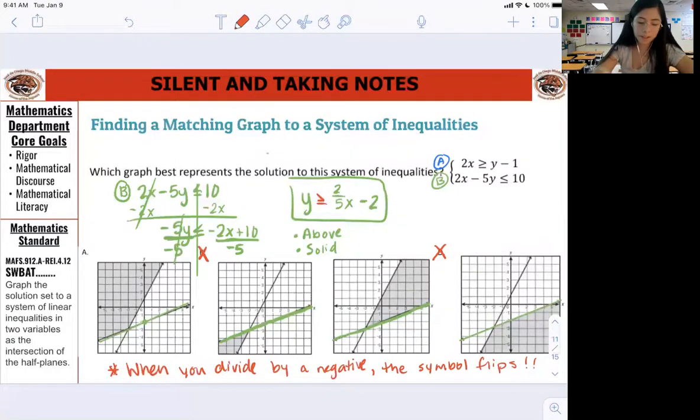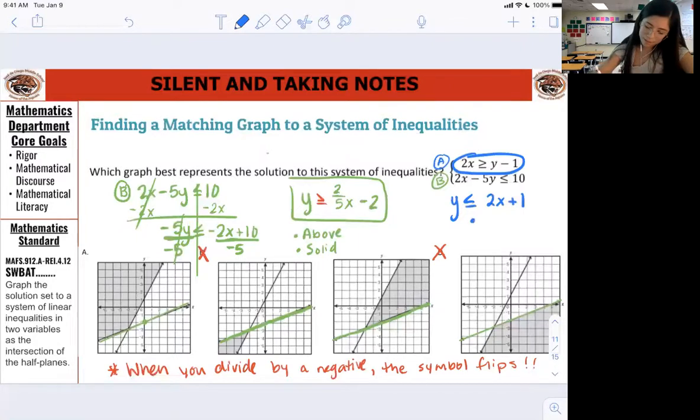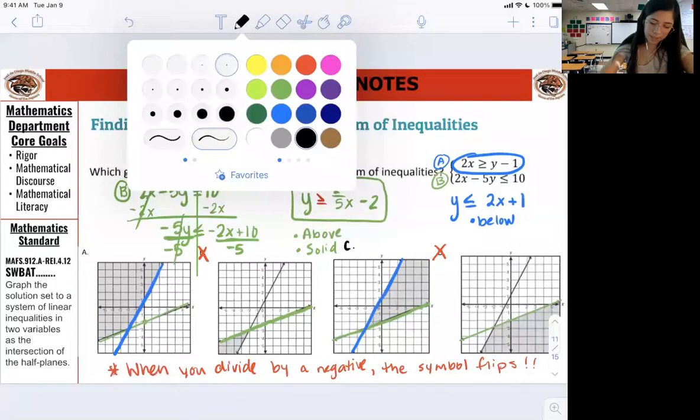But unfortunately, we still need to know what's going on with the blue line. So very quickly, I'm not going to go over this maybe tomorrow, but once you turn this into y equals mx plus b, this is going to be y is less than or equal to 2x plus 1. So where is that one going? Above or below? Below. Which is C. Which means it's going to be answer choice C. Exactly. C goes below the blue line and above the green line. So that's the only one that matches all of the criteria, which makes it our answer.